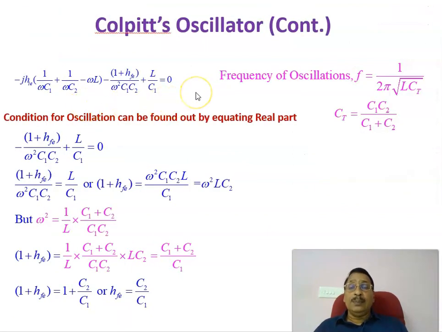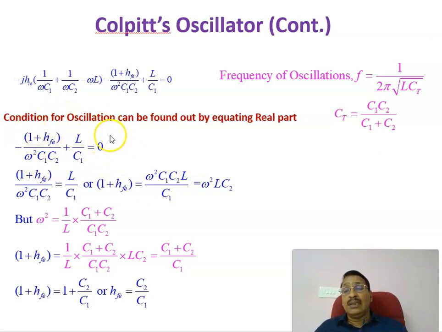Equating the imaginary part to 0, you found the frequency of oscillation, f equals 1 by 2 pi root of L into CT, where CT is C1 C2 divided by C1 plus C2. Now the condition to get sustained oscillation can be obtained by equating the real part of that equation to 0. The real part is given by minus (1 plus HFE) divided by omega square C1 C2 plus L by C1. That should be equal to 0.